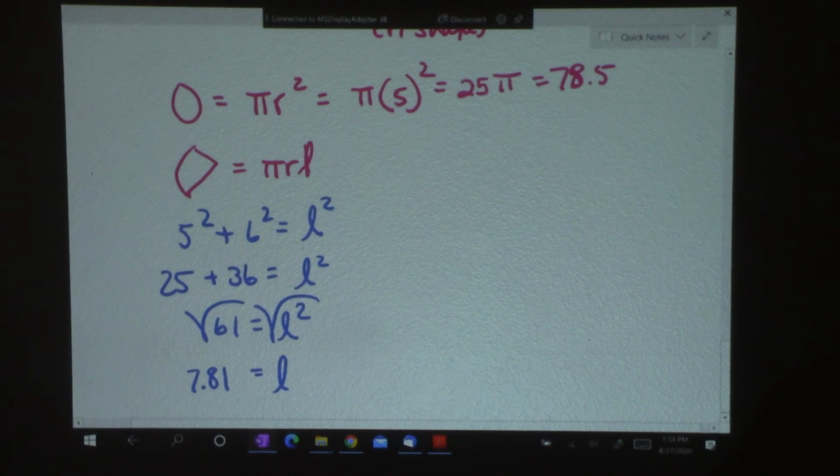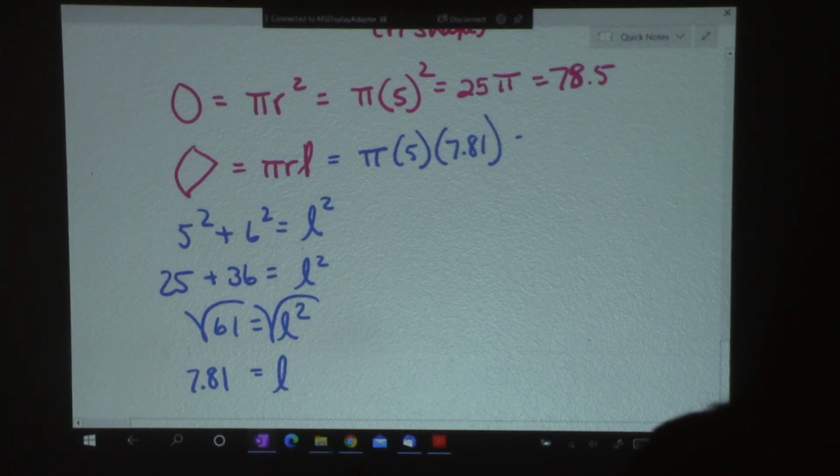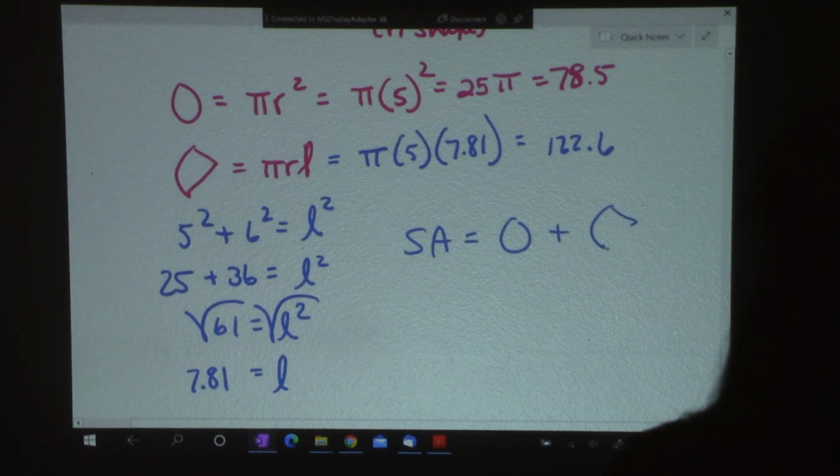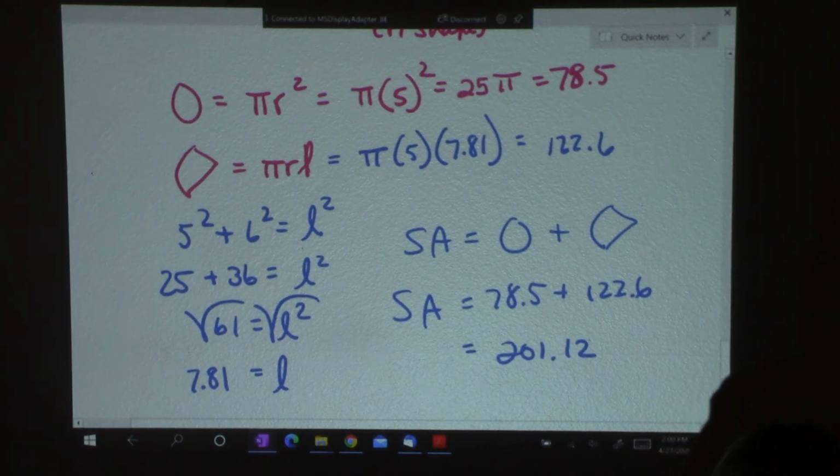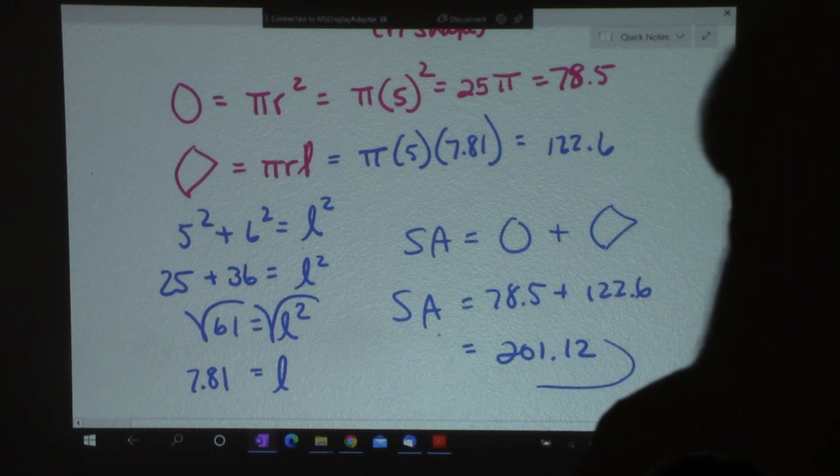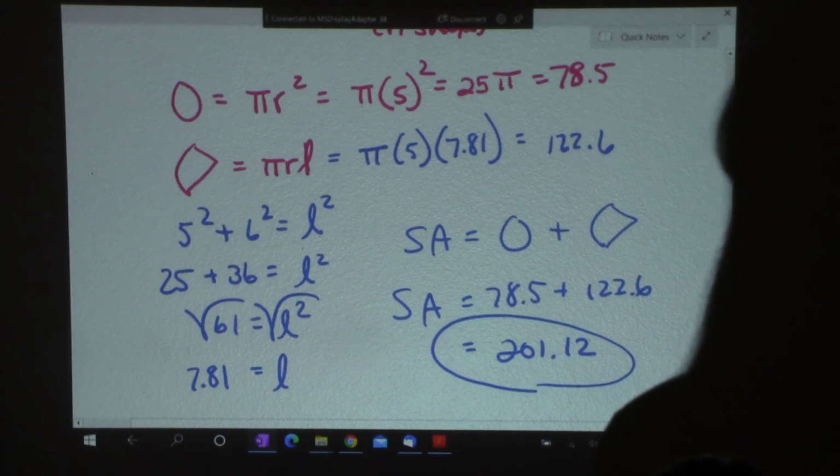So then, now I have it. So I'm going to do pi times the radius, which is 5, times 7.81. And what do I get? I get 122.6. So now my surface area is my two shapes together, and that's going to be 78.5 plus 122.6, and I get 201.12. And that is the answer. All right, I'm going to give you some OIOs.